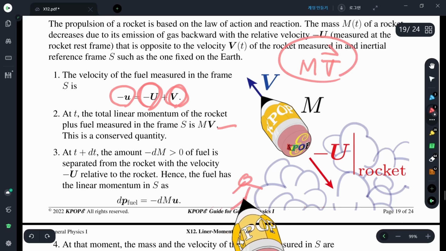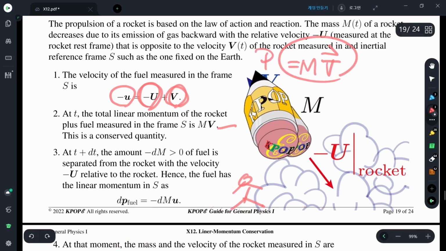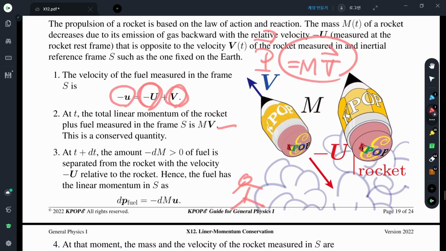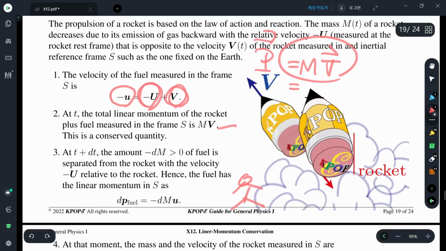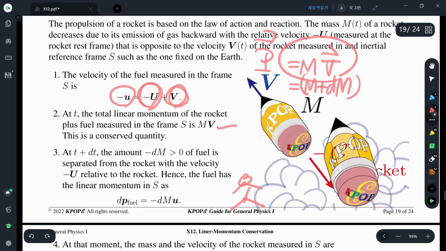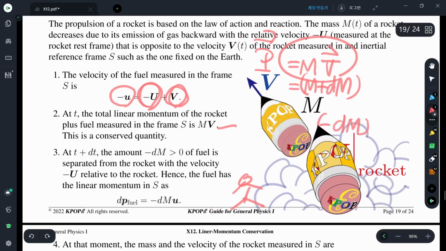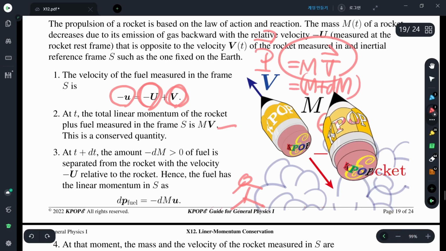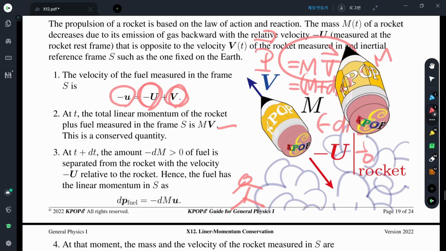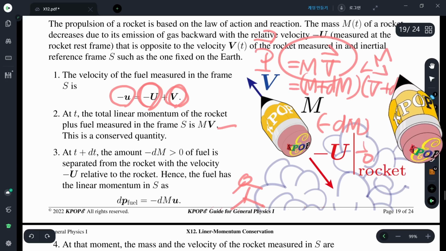If we look at this rocket, this is the total linear momentum. We divide it into two pieces, m plus dm and m minus dm. The minus dm is positive, and this one is less than m. And it acquires a little bit of velocity, that is v plus delta v.